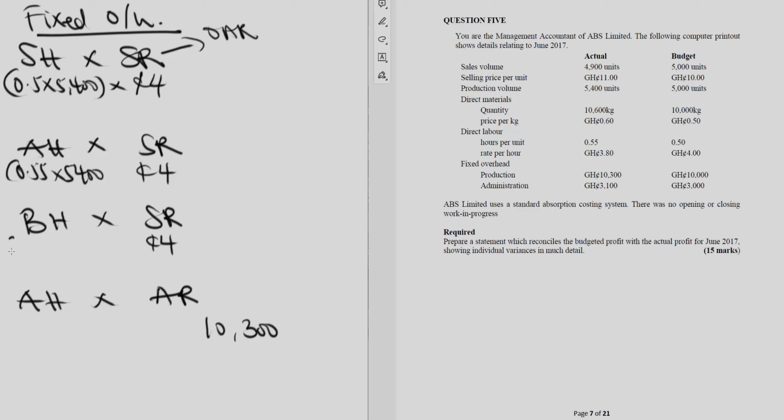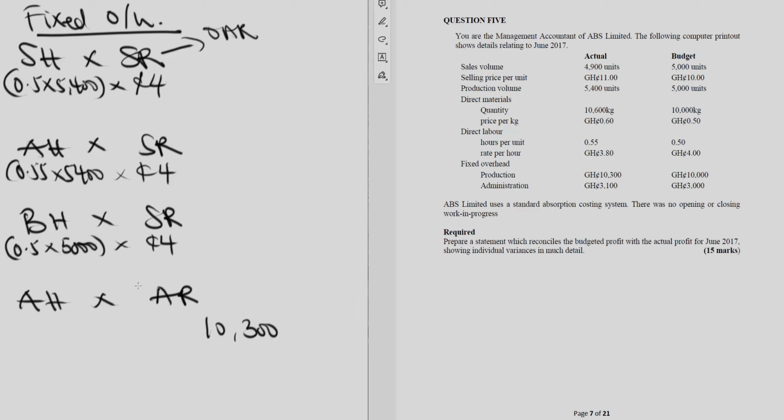When it comes to the budget, it is the same as the standard. So that one is still the same 0.5 per the standard, but here, because it's budgeted hours, we use this to multiply the budgeted units. And the budgeted units was 5,000 produced and sold. So that is how you go about it. Then the actuals is just 10,300.